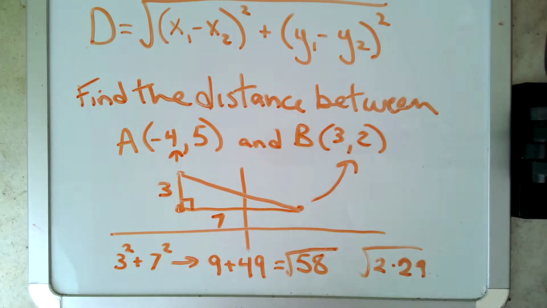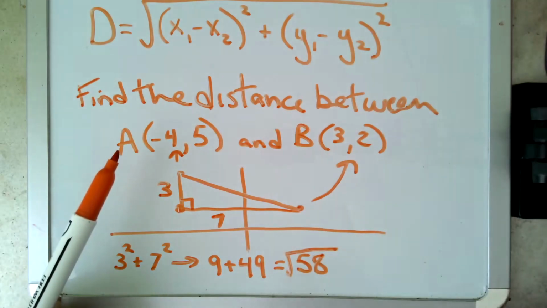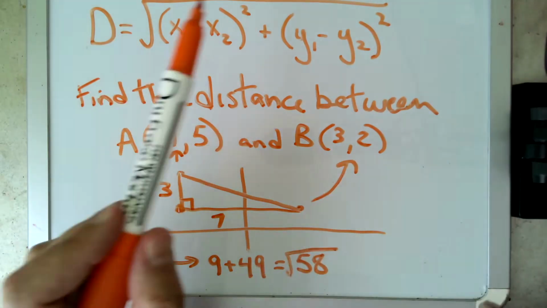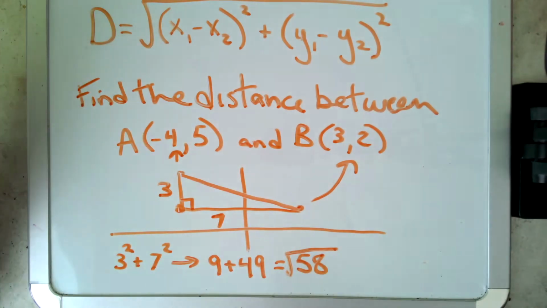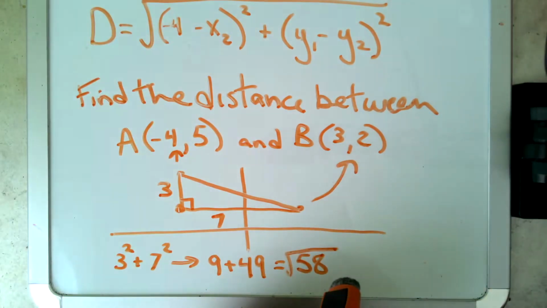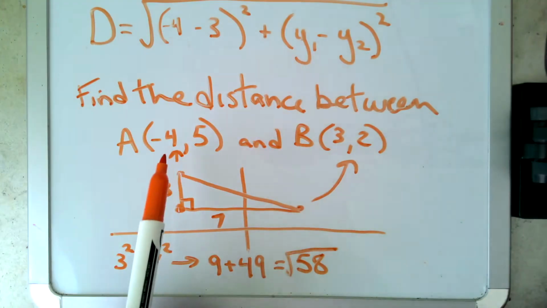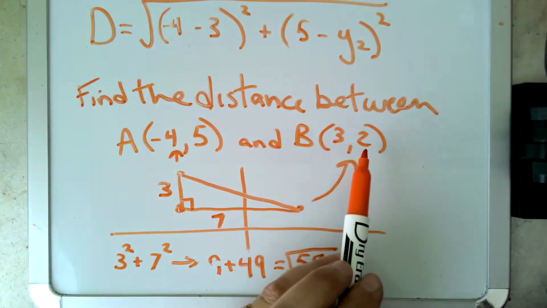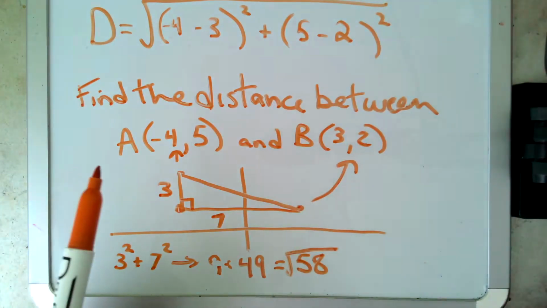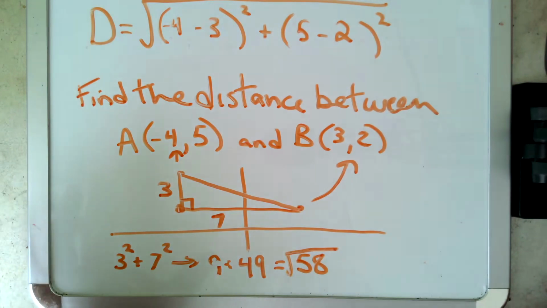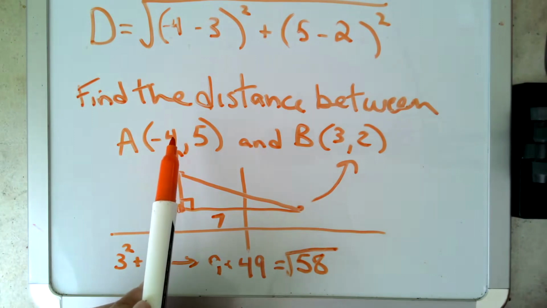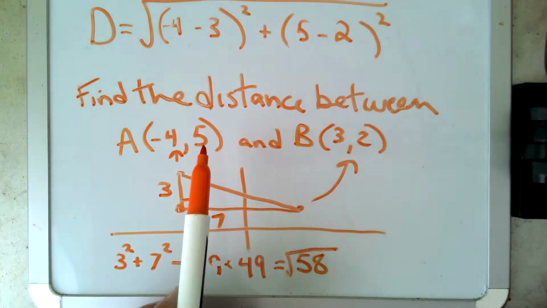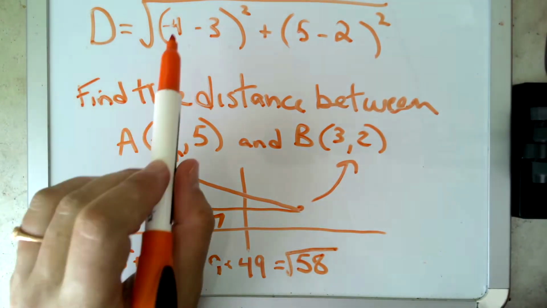Now let's see how that is the same thing as our funky distance formula. So let's say I went ahead and I just plugged all my numbers in here. So that would look like this. My x1 would be my -4. My x2 would be my 3. My y1 would be my 5. My y2 would be my 2. And it doesn't matter which order I put these in as long as I'm consistent. So if I wanted, that could have been my x1, and that could have been my x2, and then that would be y1 and that would be y2. So as long as you're consistent, it doesn't matter.